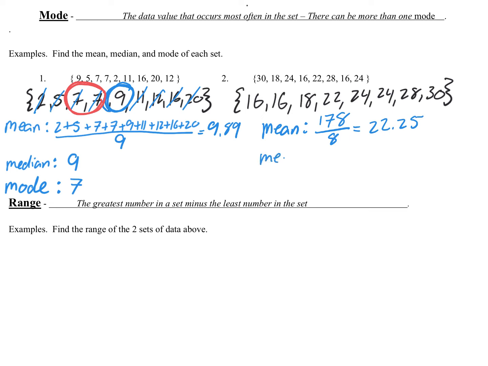For our median, we're using the same strategy as before, where we're going to cross off one on each side. So right, left, except this time we're left with 2 numbers in the middle. When we're left with 2 numbers in the middle, we're simply going to find the mean of those 2 numbers.